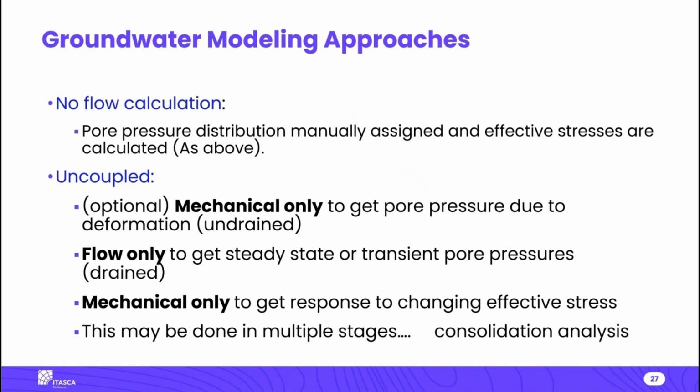So, no flow calculation. This is what we showed already in the example where you just specify a pore pressure distribution and you run it. If you turn on the flow calculation, often you will do this sort of uncoupled approach, where maybe you solve for the mechanical first, then you solve for the flow to get the pore pressures at some time, then you solve for the mechanical again to see the effect of those pore pressures on the mechanical, and so on. And you can go back and forth by calculating the flow to some amount of time, calculating the mechanical, calculating the flow to some amount of time, calculating the mechanical, and so on. This is a relatively fast way to do the calculation.